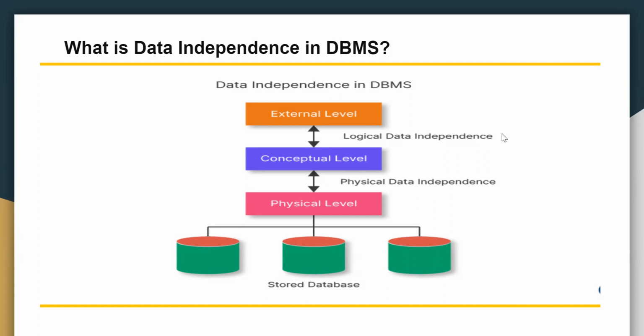Today we are going to discuss data independence in DBMS. Data independence in DBMS refers to the capacity to change the schema, like the structure of the database, without affecting the application programs or user views that access the data. It is a fundamental concept that simplifies database maintenance and enhances flexibility.